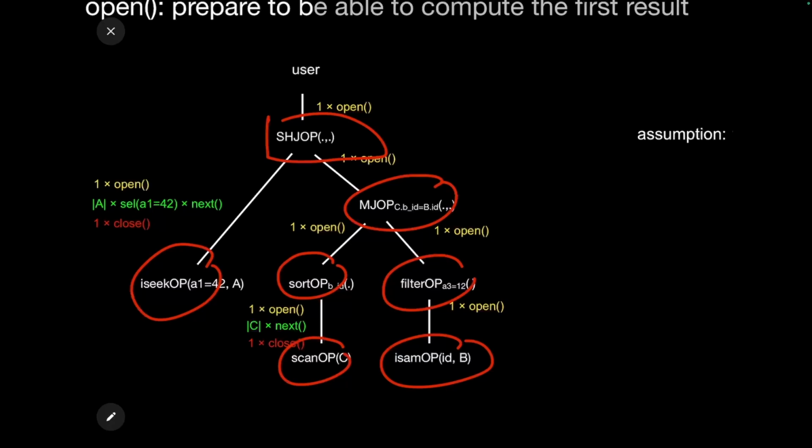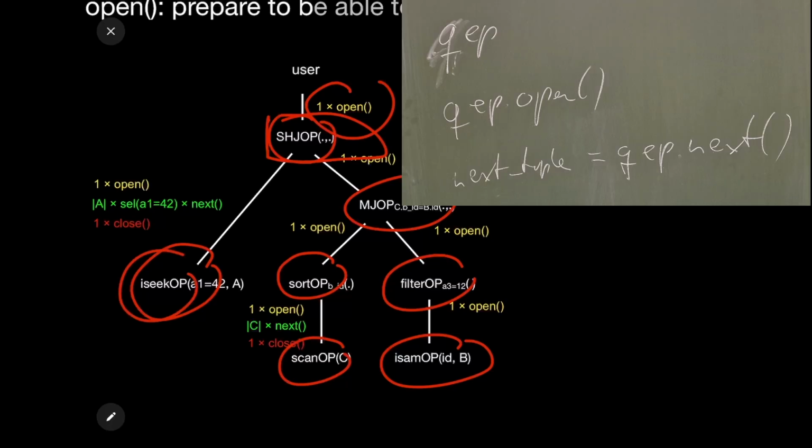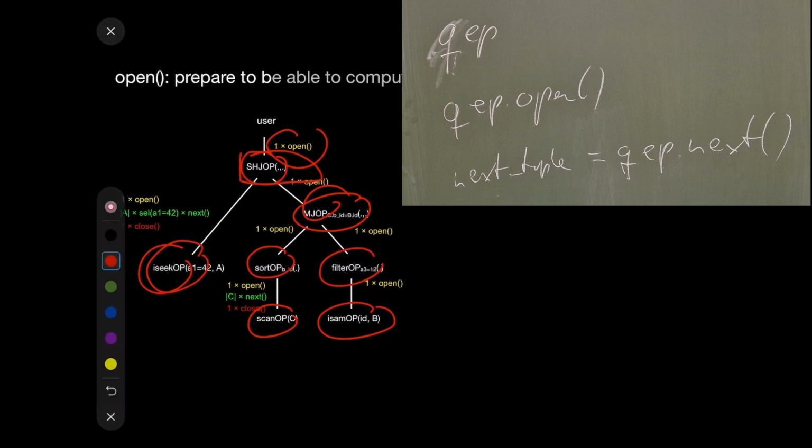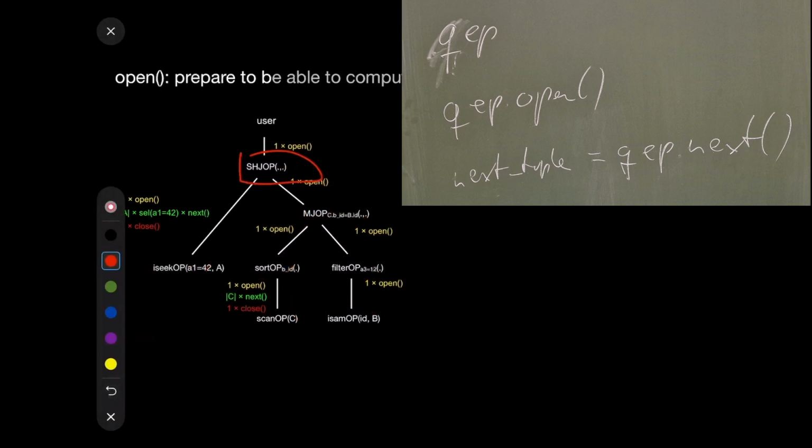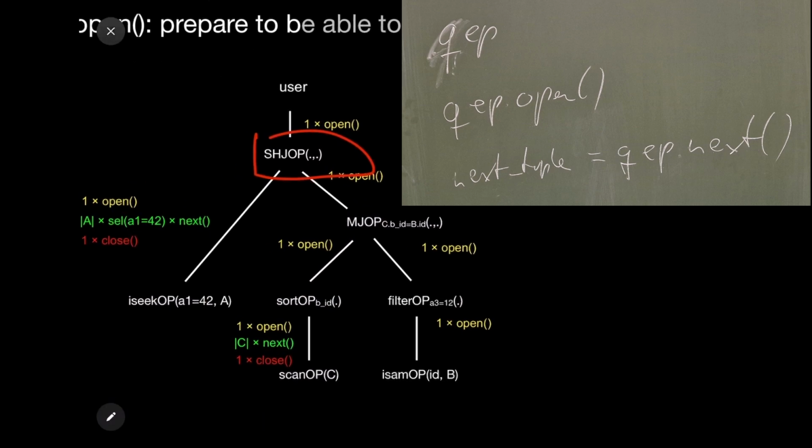By calling open, you trigger a cascade of operations through the tree. The open on the root operator, which is what's visualized here, delegates the open further down the tree. So the simple hash join operator will also call open on the iSeek and on the merge join, which in turn call open on all the other operators, to make sure that the tree is ready to produce results. Then, once that was done, the tree is ready to compute stuff, and now the user can call next.